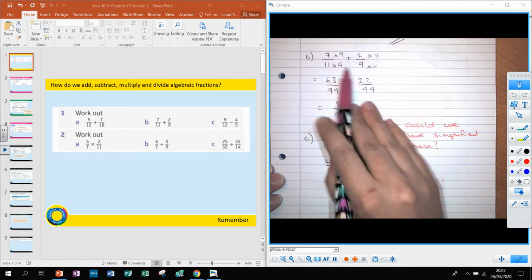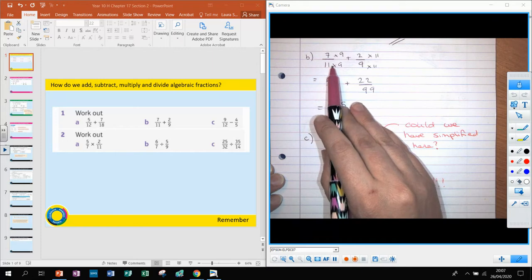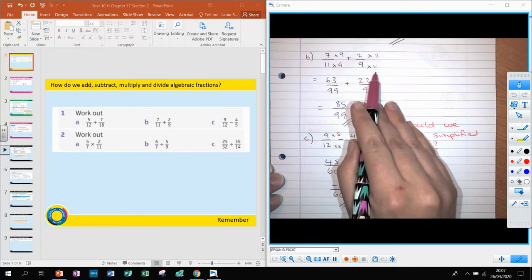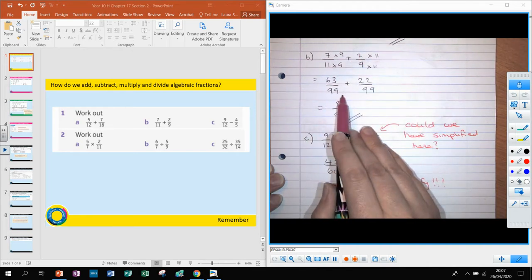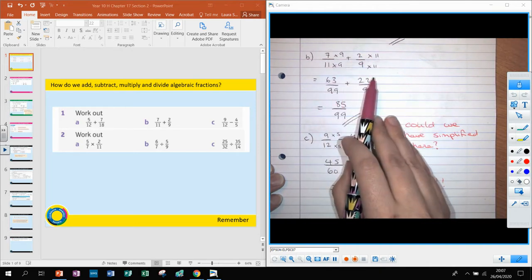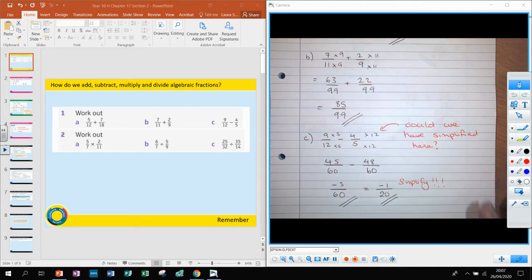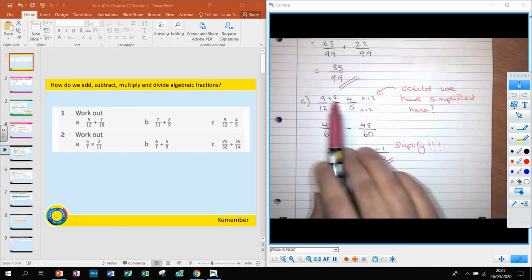In this case, our common denominator would be 99, okay, or our lowest common multiple. So 11 times 9, 7 times 9, 9 times 11, and 2 times 11 will give us the 99s in the denominator. 63 over 99 plus 22 over 99 gives us 85 over 99. Again, there isn't a common factor, so we didn't have to simplify. Right. Let's look at this example.